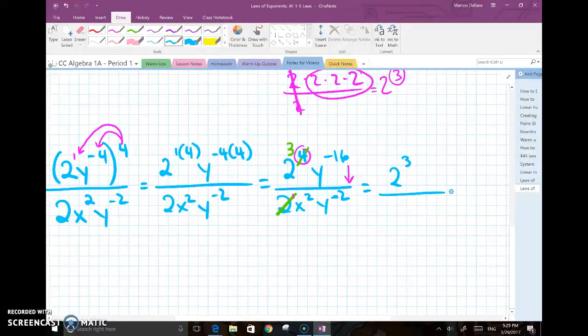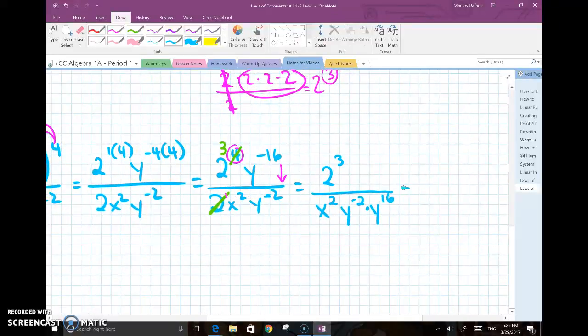all over. Remember, there's no coefficient of 2 down there anymore, so it's just x squared, y to the power of negative 2, but it's now joined with y to the power of 16. 2 to the power of 3 is 2 times 2 times 2, which makes an 8. Not 6. Be careful with that. It's 8. So I get 8 over here. Down here I have x squared.